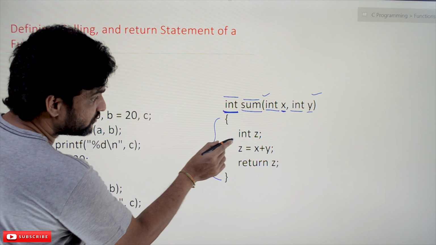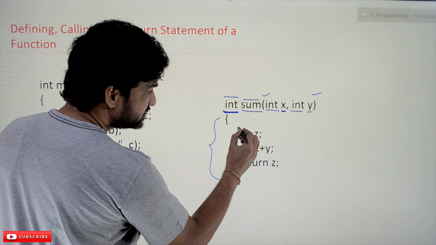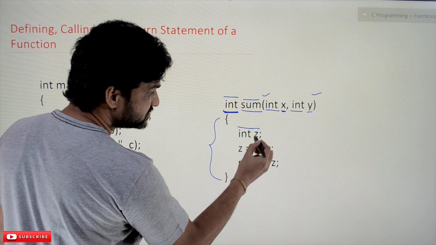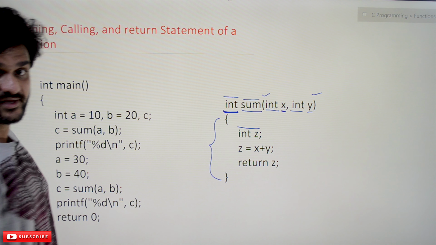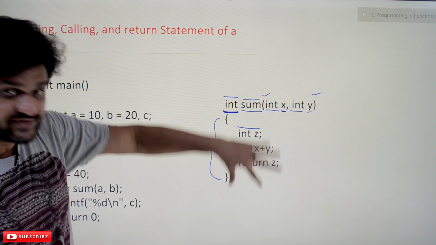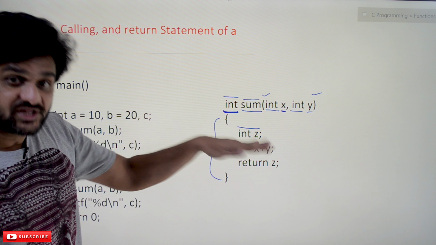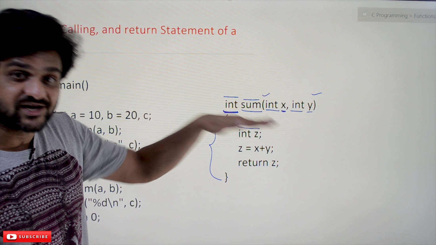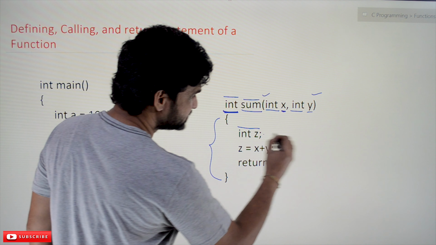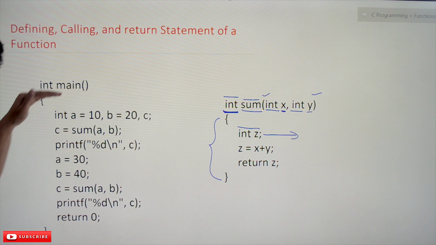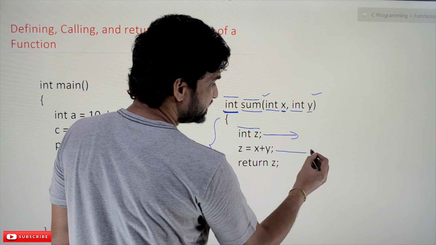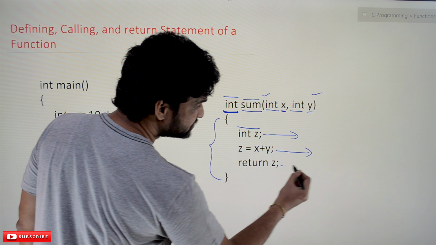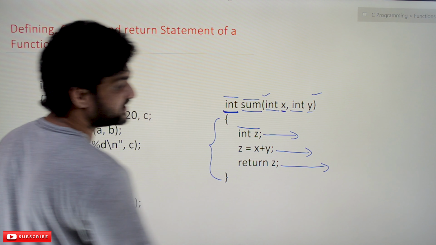So in the body, what we have are variables. These are the variables which are specific to this function. Within the body of the function, we have declarations. So this is the declaration part, as we have in the main function, and after that, statements. The statements, and at last we are going to have a return statement.